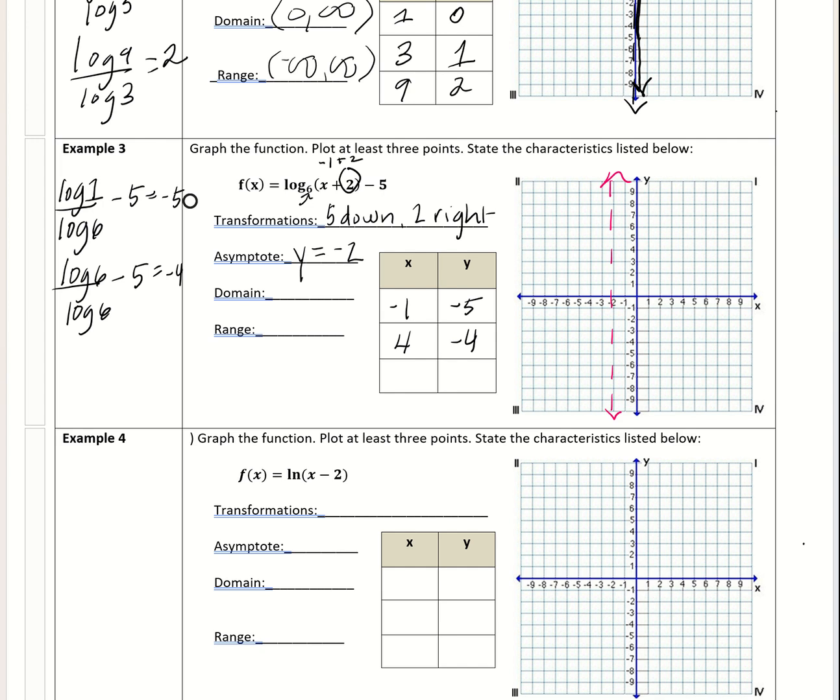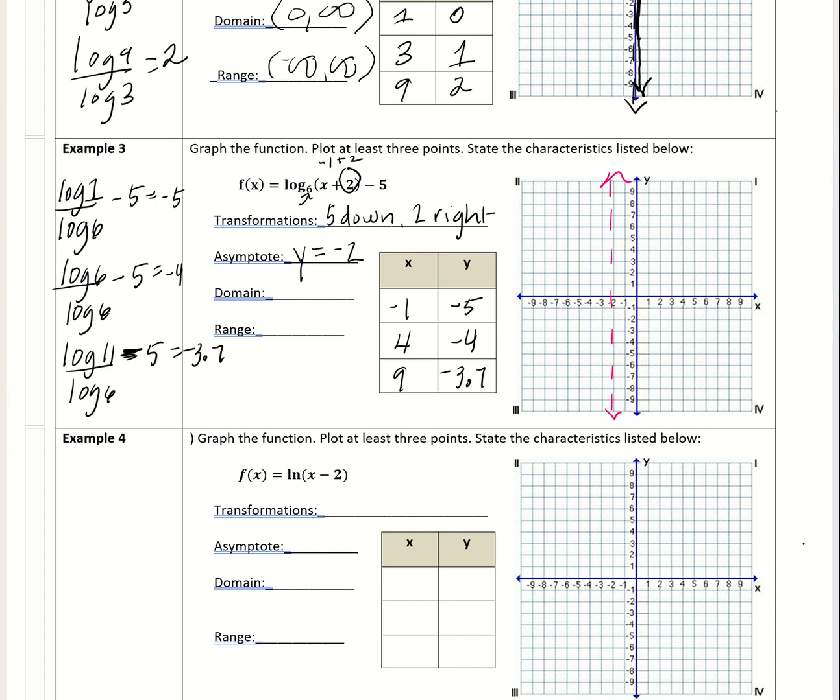Then we like to try a 9. Basically, we like to plug in a 9. But remember, when we plug in 9 here, it's going to get us 9 plus 2, which is 11. So it's going to be log 11 over log 6 when we do that change of base formula. And then we're going to subtract 5, and we get -3.7. So I plugged in 9, and I got -3.7.